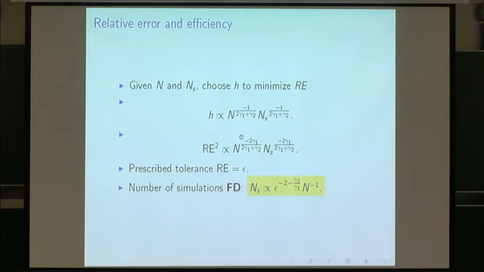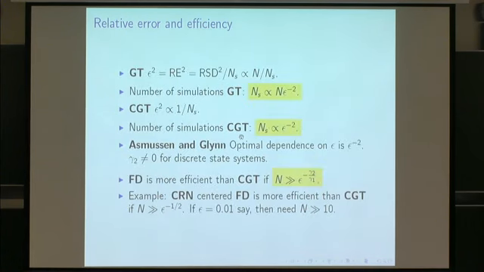Now suppose I prescribe a relative error tolerance epsilon, then I can ask what is the number of samples required, number of simulations. For a finite difference, it's going to be proportional to these two quantities in this way. Theoretically, the best you can do in terms of epsilon dependence is epsilon to the minus 2. For an unbiased estimator, take the Girsanov transformation. The number of simulations required will be n epsilon to the minus 2.